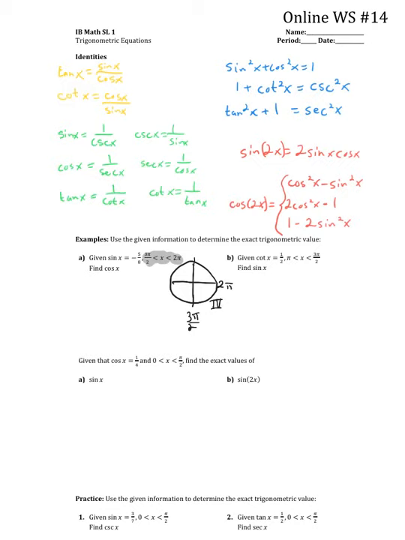Remember, sine's always the y values. So we have positive y values above the x-axis, negative y values below the x-axis. So it makes sense that in this quadrant, sine is going to be negative. Cosine in this quadrant should be positive. So that's what we should see. We should see cosine is a positive value in quadrant 4. We don't necessarily know what it is yet.